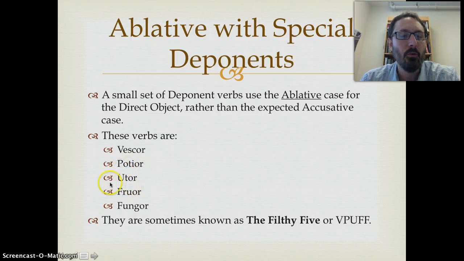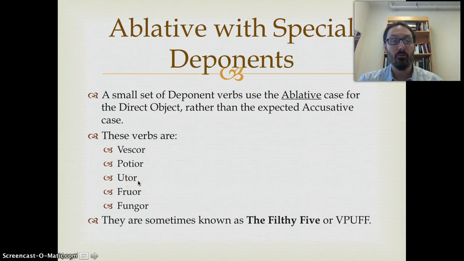Utor is by far the most common of these verbs. And in order to help us remember them, Miss Williamson often refers to them as the filthy five. I learned them and refer to them as VPUFF, V-P-U-F-F. VPUFF helps us remember these are verbs that take the ablative case. Which is not surprising, given that utor means to use, and we expect an ablative of instrument, the thing being used. So we almost expect an ablative with a verb that means to use. If I use a hammer, that hammer will be in the ablative case, not in the accusative case.